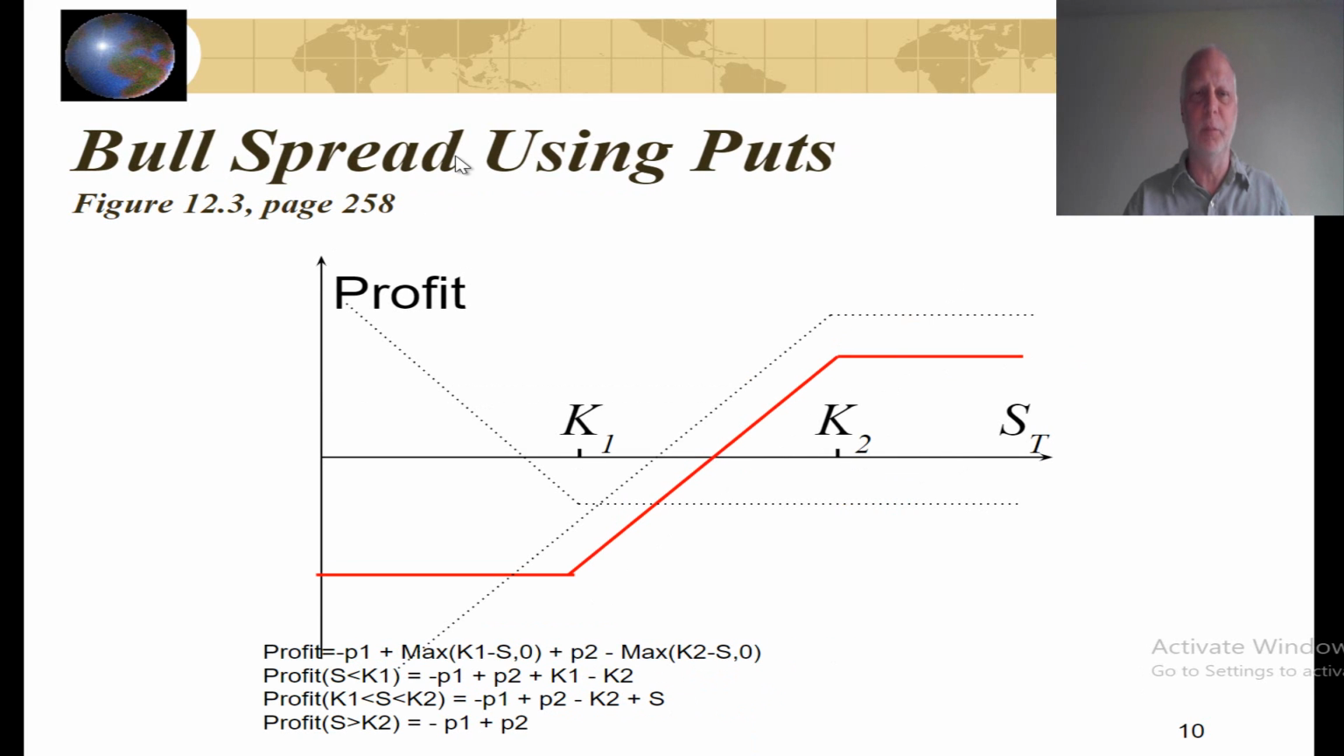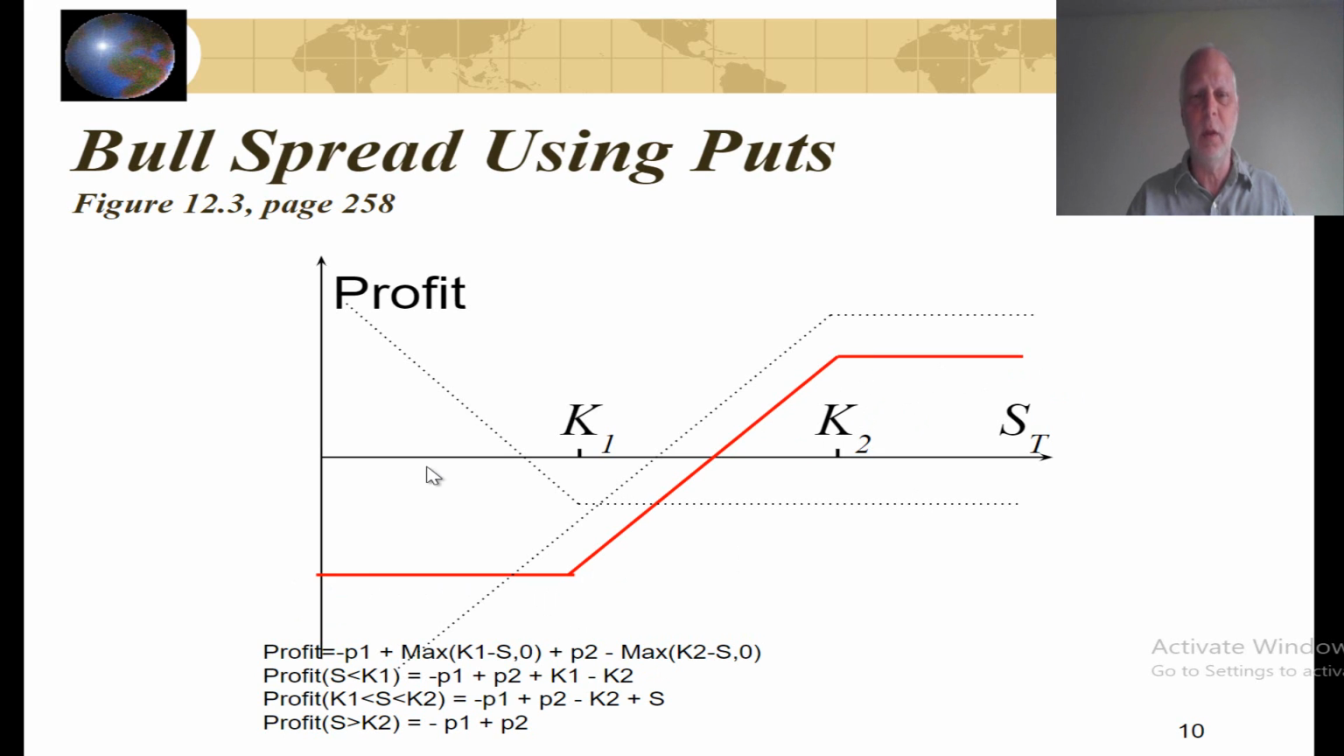We can also construct a bull spread using puts. In this case, we will have a long put here with a strike price at K1 and a short put here with a strike price K2. So if we set up the profit, we get minus P1 plus maximum of K1 minus S, 0 for our long put, plus P2 minus maximum of K2 minus S, 0 for our short put. And we will again split up the profits into the three different sections: here, between K1 and K2, and here above K2.